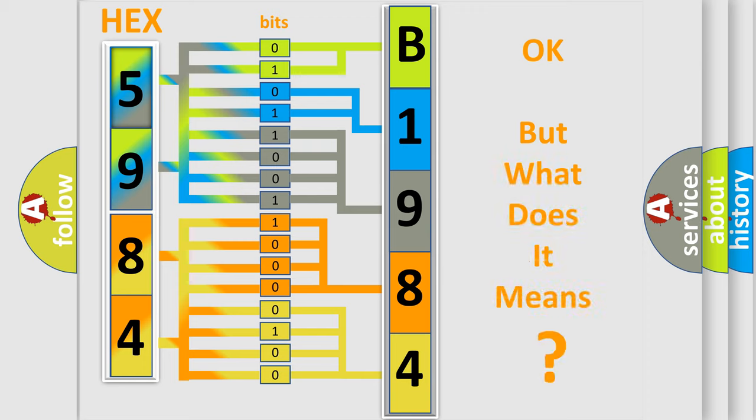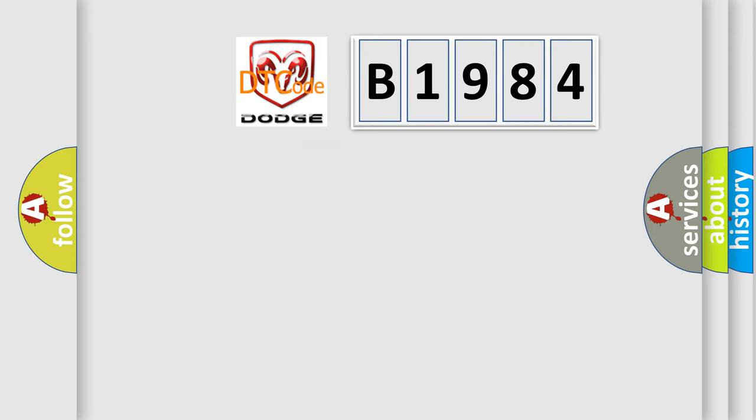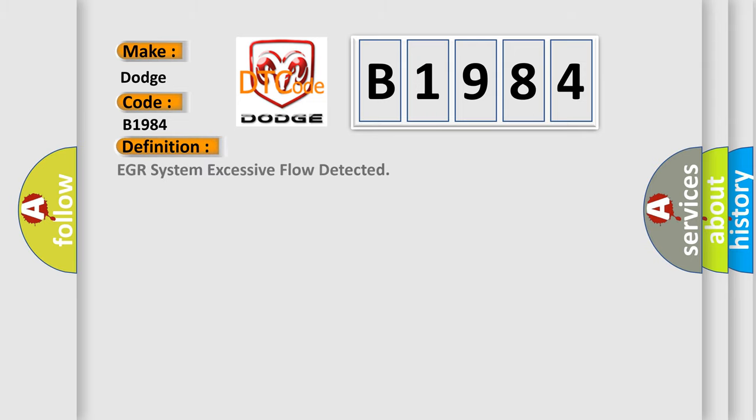The number itself does not make sense to us if we cannot assign information to what it actually expresses. So, what does the diagnostic trouble code B1984 interpret specifically for Dodge car manufacturers? The basic definition is EGR system excessive flow detected.